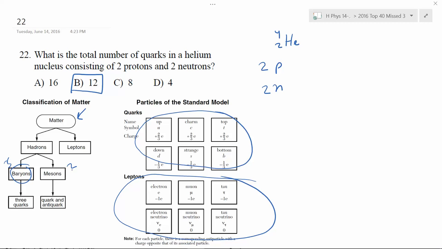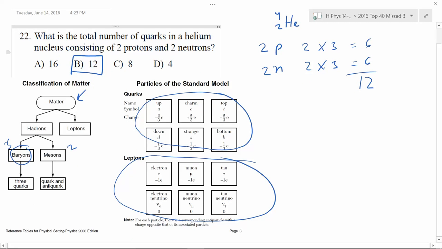So the only particles we ever see have whole integer amounts of charge, meaning multiples of an elementary charge. Protons and neutrons are both made of three quarks, and therefore they are baryons. So you've got 2 times 3 quarks for the proton, and 2 times 3 quarks for the neutron, giving you a total of 12 quarks. The answer is 12.